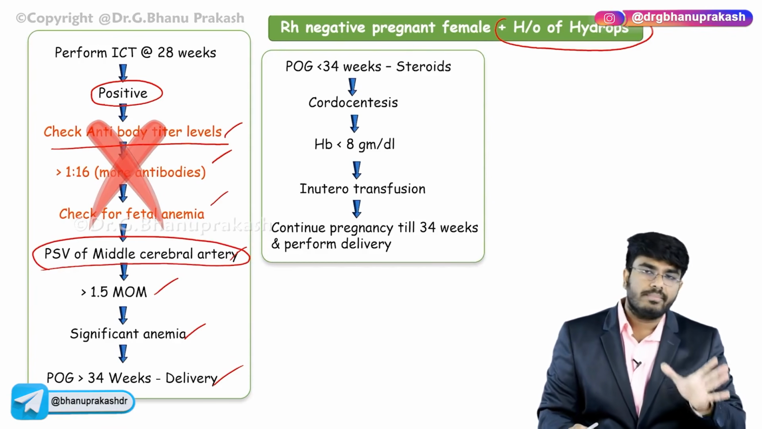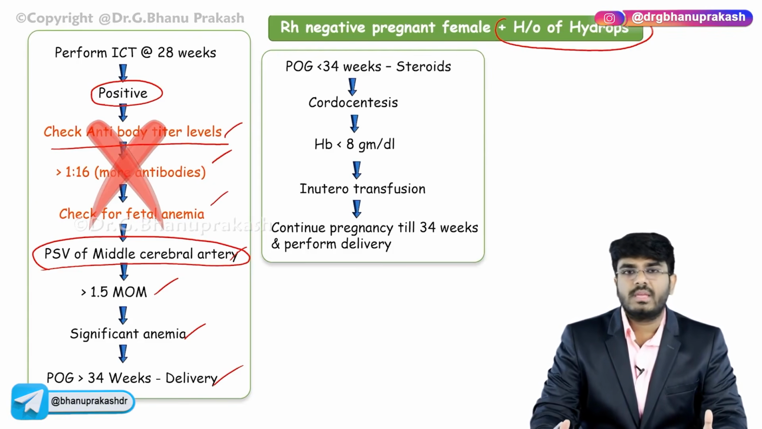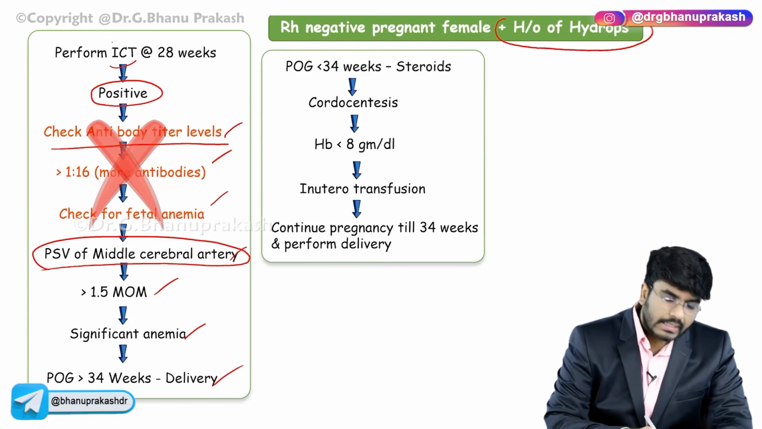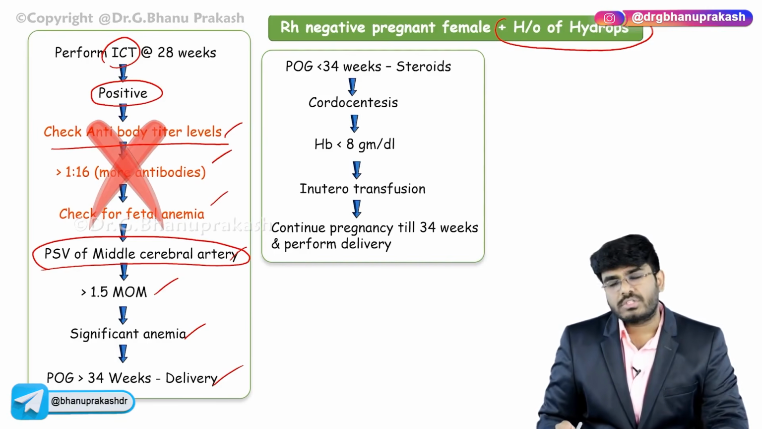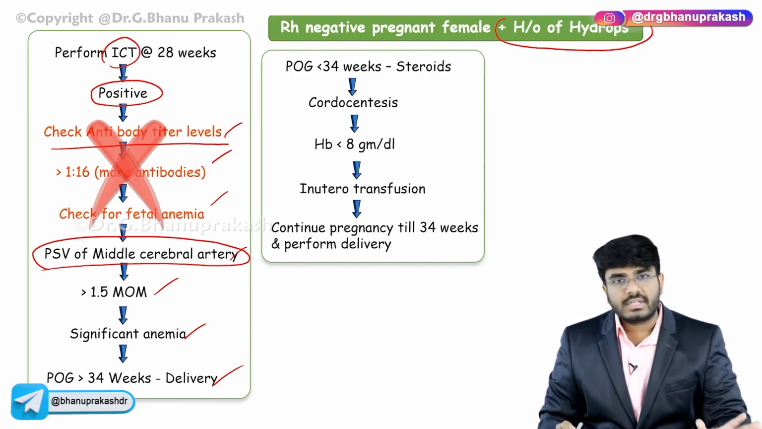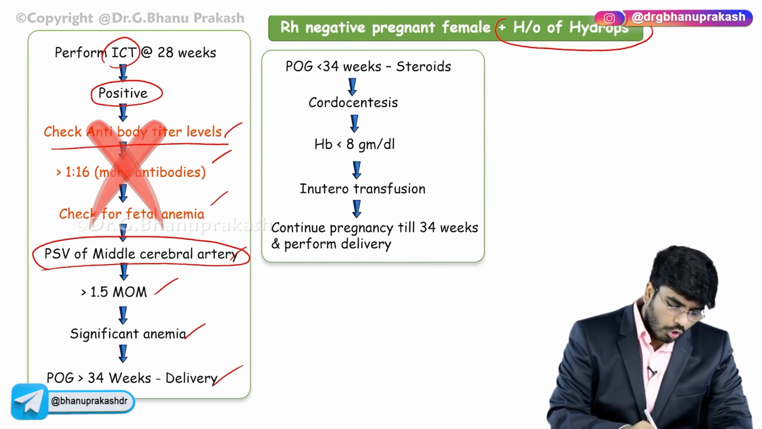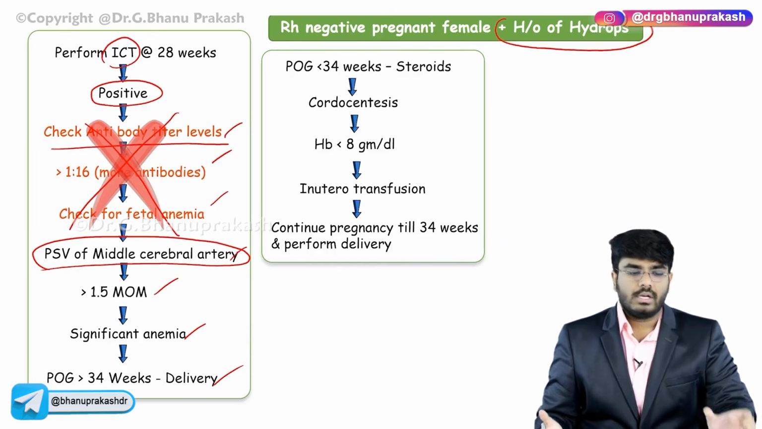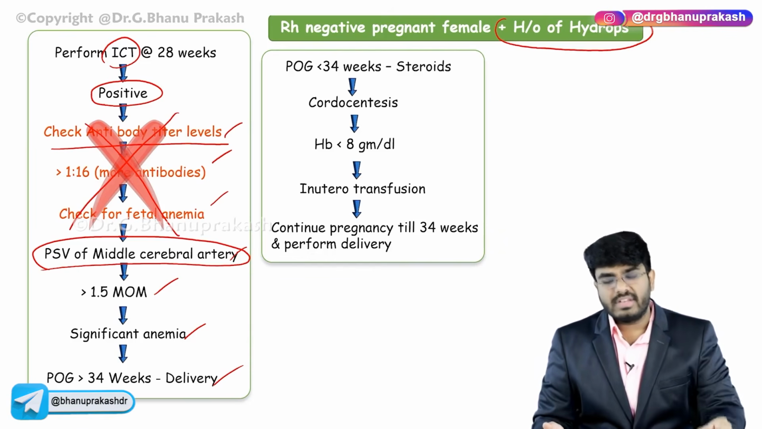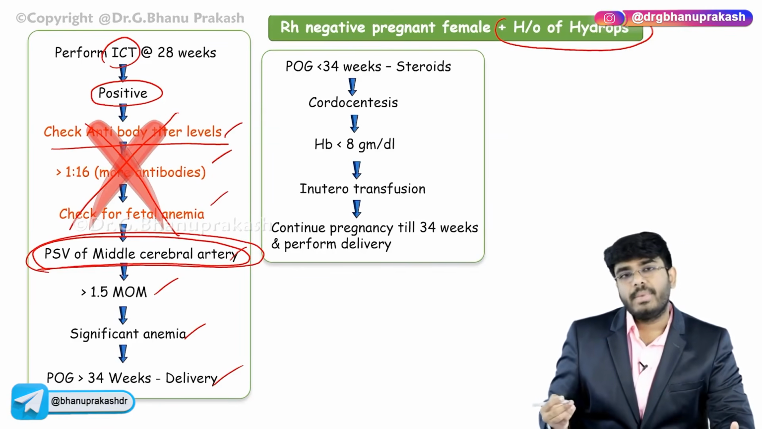Very important clinical question. An RH negative pregnant female with a history of Hydrops came to your clinic. You have done the indirect Coombs test at 28 weeks, and it is coming positive. Usually we measure the antibody titer levels, but in this case, don't do that. Don't waste time. Skip antibody titer levels and directly do the peak systolic velocity of the middle cerebral artery.